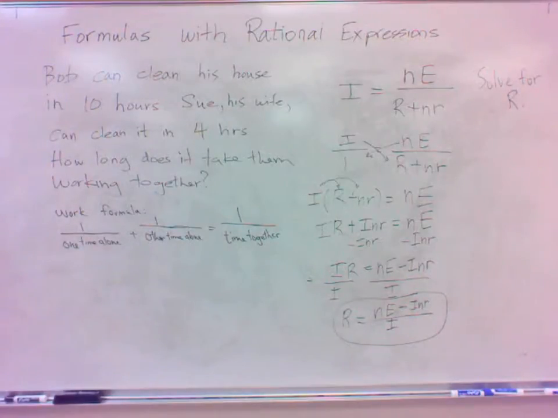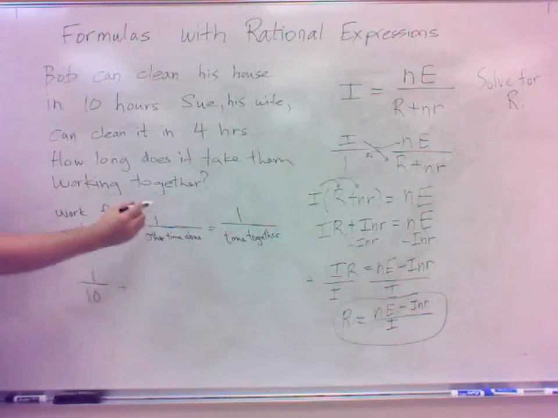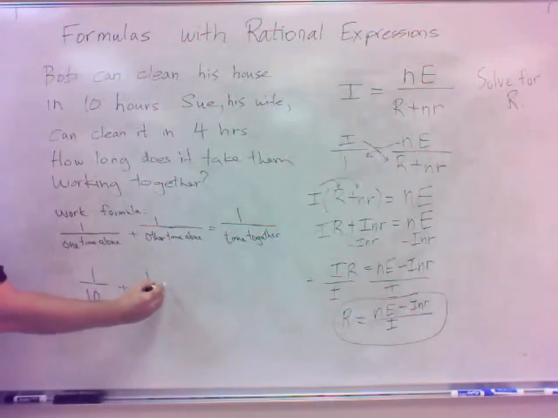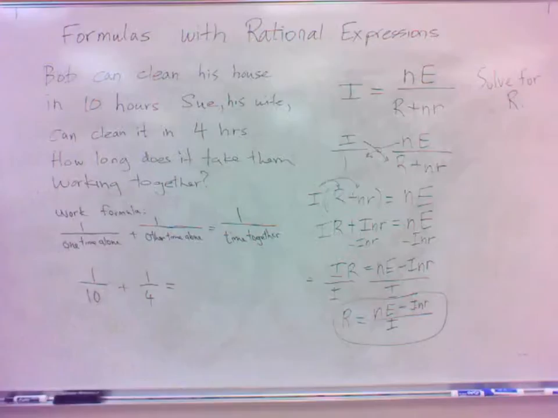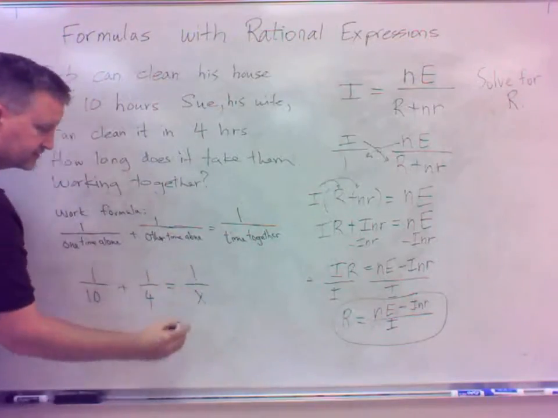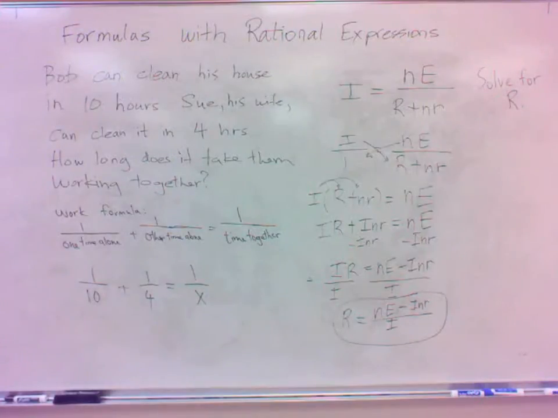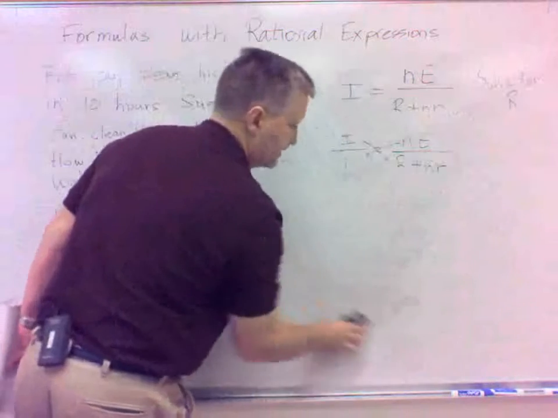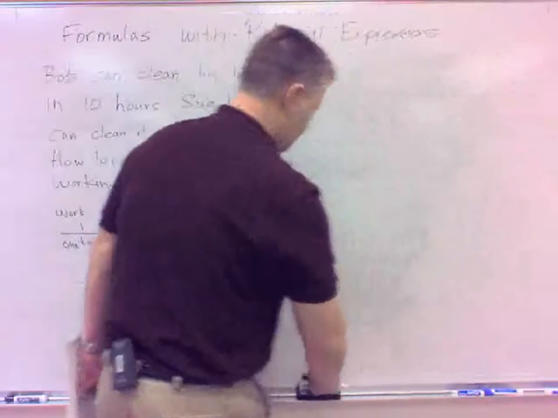Okay, so let's see what this gives us in this particular case. All right, so what have I got? 1 over one time alone. So let's do Bob's time. So that'd be 1 over 10 plus 1 over the other time alone. That'd be Sue's time. So that'd be 1 over 4. And that equals 1 over the time together. We don't know what the time together is, so that's our x. So this is going to be 1 over x here. Okay? All right. So this is our little equation we go about solving.